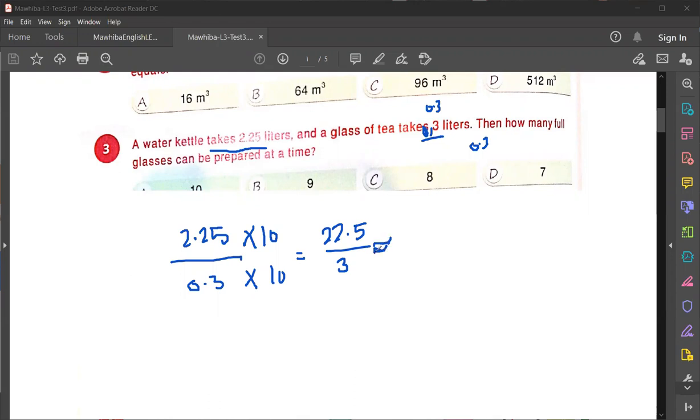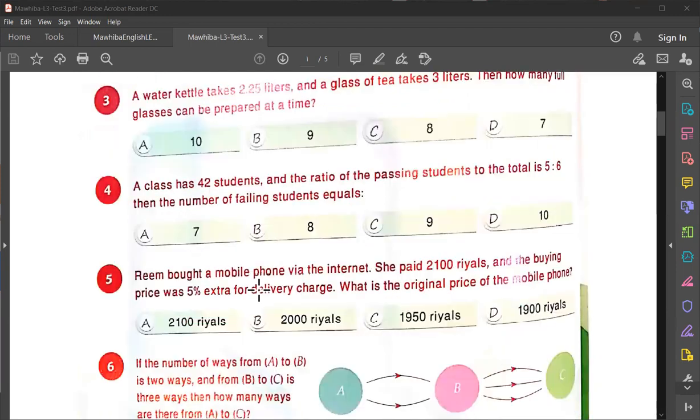Approximately, it is what? It is 7, right? So the correct answer is 7, right? Good. You only divide 2.25 by 0.3 liters, then you get 7. Right. Now number 4.